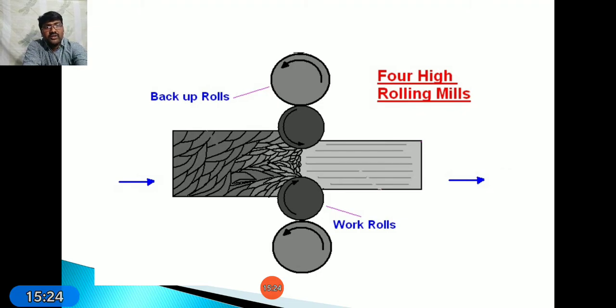Whenever we roll hard materials, a high amount of force will be developed on the work rolls. To reduce this, we are using backup rolls, which support the work rolls. Like that we arrange them in the four high rolling mill.